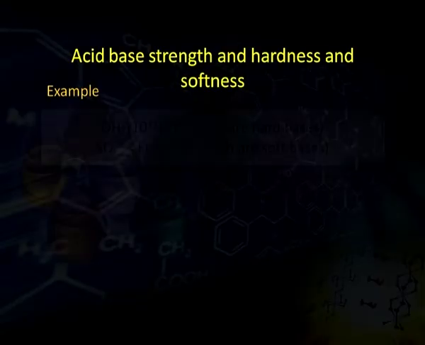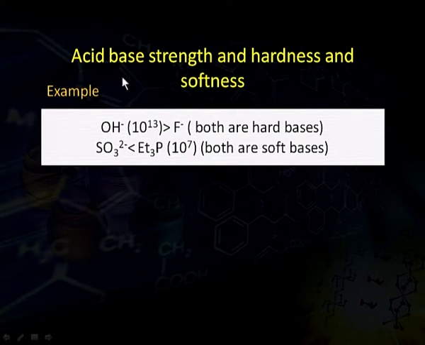For example, hydroxide ion and fluoride ion are both hard bases, but hydroxide ion is 10 to the power 13 times stronger base than fluoride ion. Similarly, sulfite ion and triethylphosphine are both soft bases, but triethylphosphine is 10 to the power 7 times stronger base than sulfite ion.